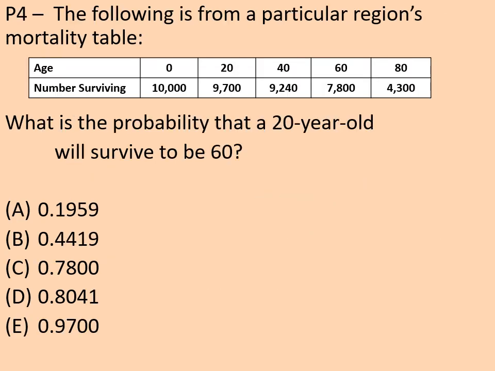P4, the following is from a particular region's mortality table. All right, so your age and the number of people alive when they reach that age. What is the probability that a 20-year-old will survive to 60?